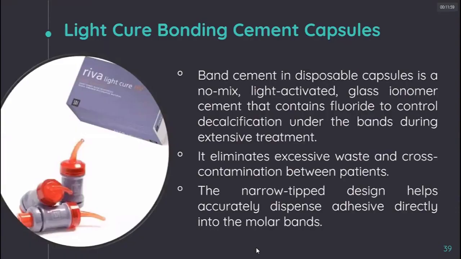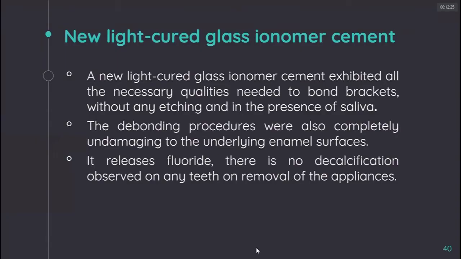The band cement is a disposable capsule, a no-mix light-activated glass ionomer cement that contains fluoride to control decalcification under the bands during the extensive treatment. It eliminates excessive waste and cross contamination between patients, and the narrow tube design helps accurately dispense adhesive directly into the molar bands. Next one is Light Cure glass ionomer cement.